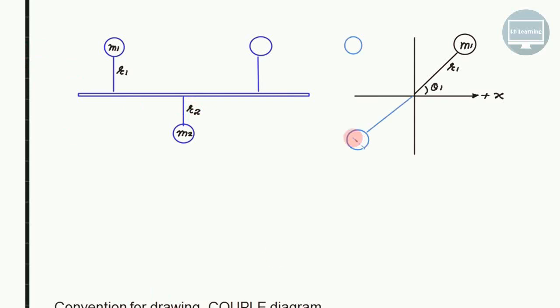Let's say this mass is at radius r2, and the angle from this to this is theta 2, always with respect to the x-axis. And then we have a third mass m3 at radius r3. So this one is the m3 mass, and the angle from this point to this one is theta 3, and the radius is r3.